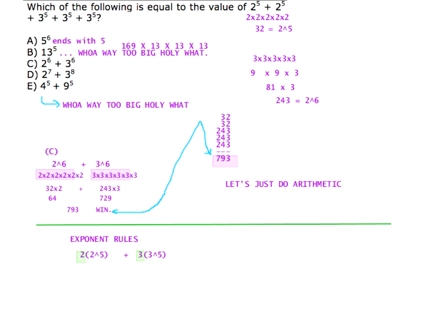So 2 to the 1 times 2 to the 5th plus 3 to the 1 times 3 to the 5th. That's what you have to do to get this to fit into the mold of exponent rules. You have to make those powers of 1. Once you do that, you add the exponents together, and that'll give you what you have in choice C. But if you don't come up with that right away, there is absolutely no shame in just doing arithmetic, back to grade school.